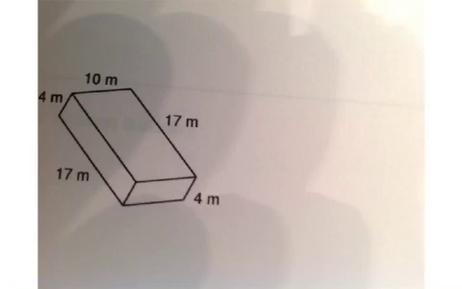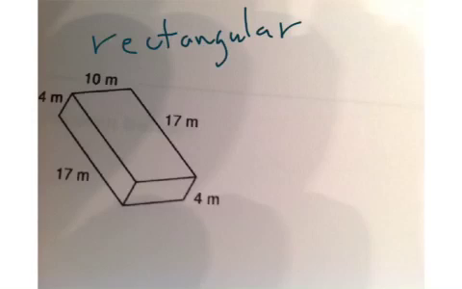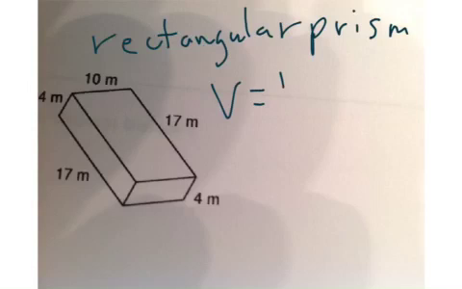Okay, our final shape, good news, is a quick one to do. Again, this is a rectangular prism, right? Rectangular. In other words, what defines this shape is that every side is a square or rectangle. A rectangular prism, right? And we all know the volume, again, is big B times height.